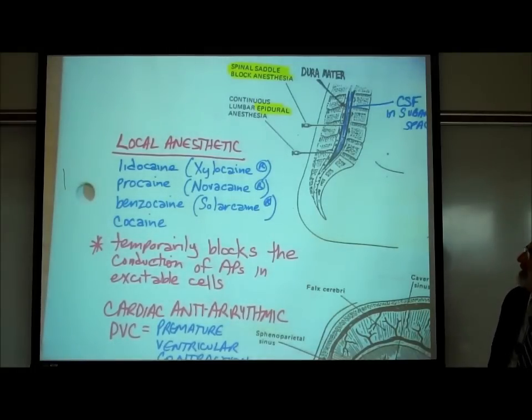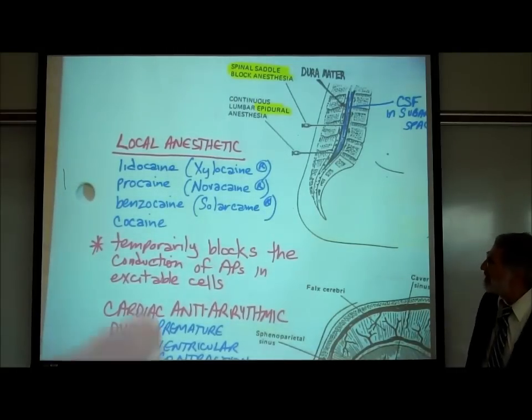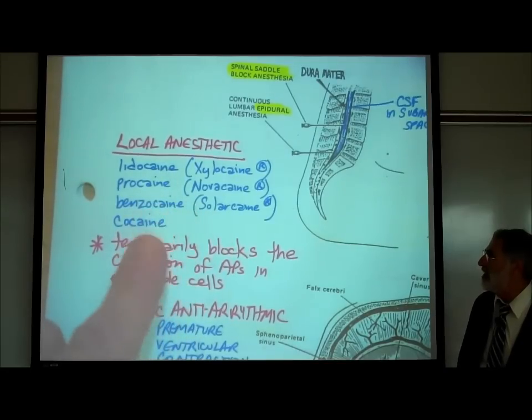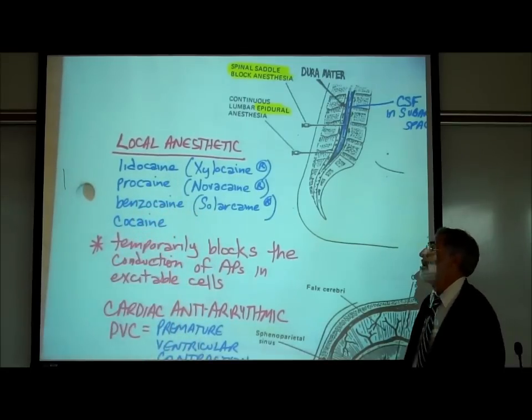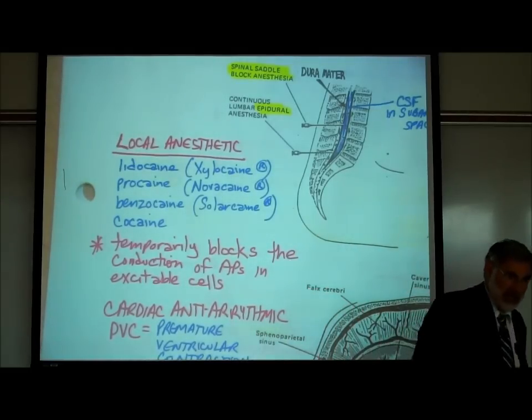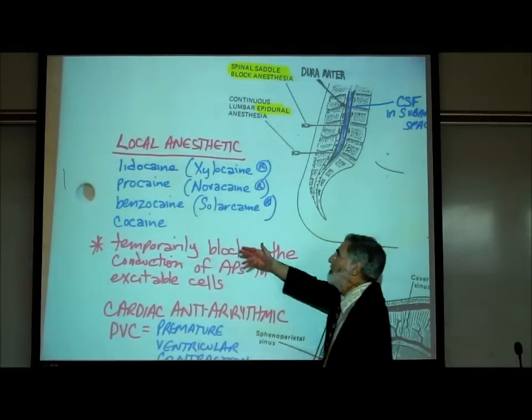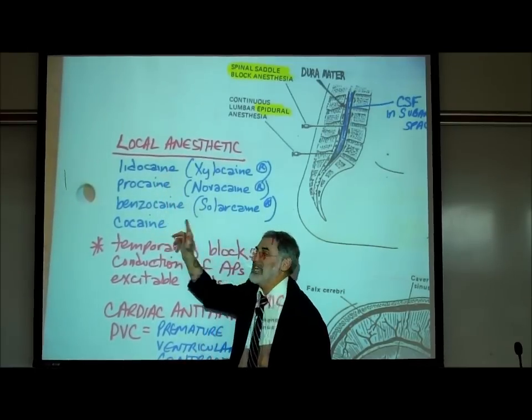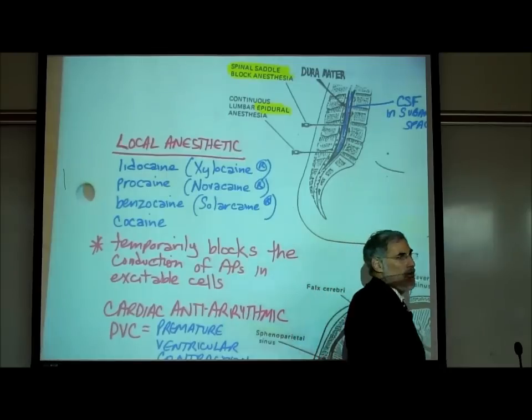Now, looking at these names, local anesthetics, lidocaine and procaine and benzocaine, we're thinking, what about cocaine? Well, cocaine also has local anesthetic properties. In fact, before they developed these modern synthetic local anesthetics, they did use cocaine as a local anesthetic.